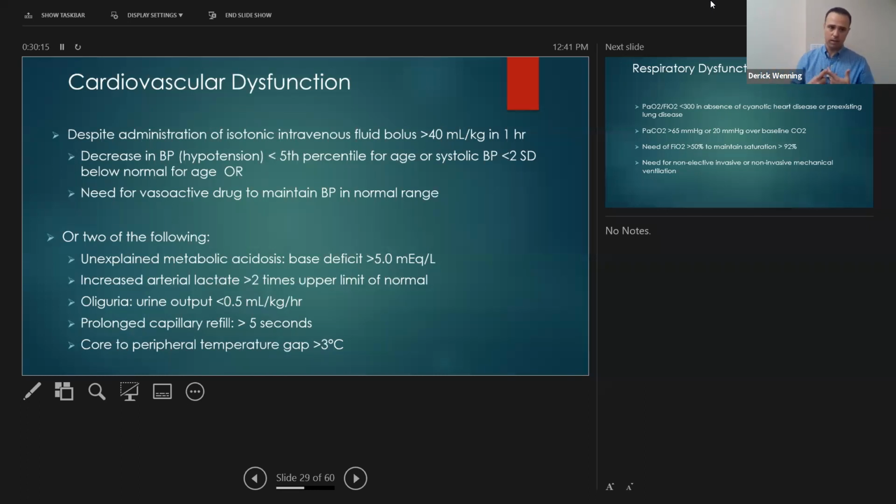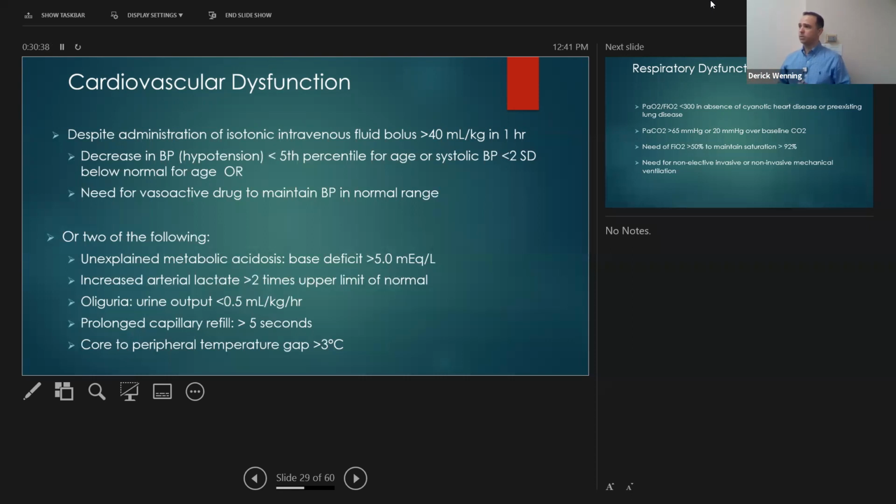You have an unexplained metabolic acidosis. Your lactate's 2 times the upper limit of normal. They're still oliguric despite the IV fluid resuscitation. They have a greater than 5-second prolonged cap refill. And there's actually really good evidence about core to peripheral temperature discrepancies. Okay. So if you check a core temp and then you check an axillary temperature, and there's a pretty wide gap, that child is in cold shock.